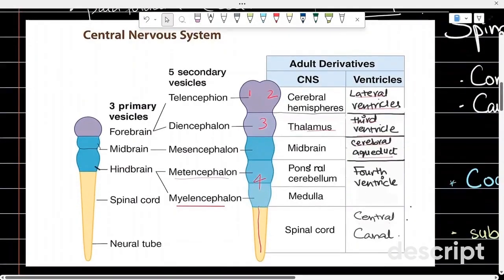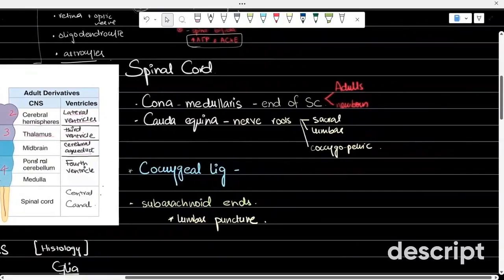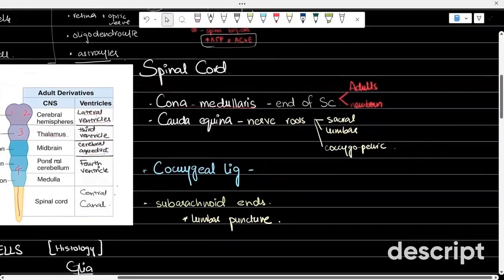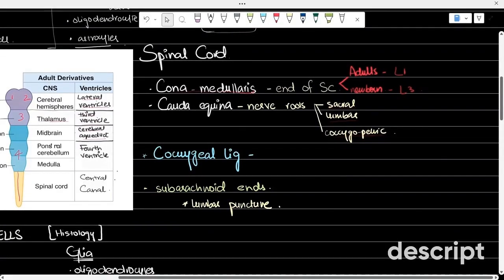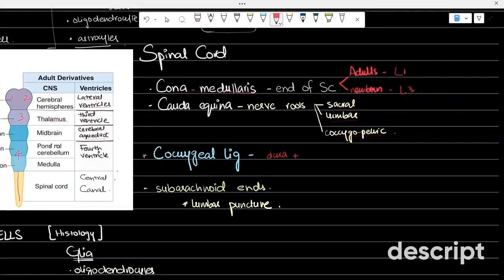Now, a few important points about the spinal cord. This is a term conus medullaris. Conus medullaris is basically the end of the spinal cord, which in adults is at the level of L1, and in children it is at the level of L3. Cauda equina is the nerve roots formed from sacral, lumbar, and coccygeal nerves. The coccygeal ligament is formed at the level of S2 with the mixing of dura, pia, and arachnoid mater.